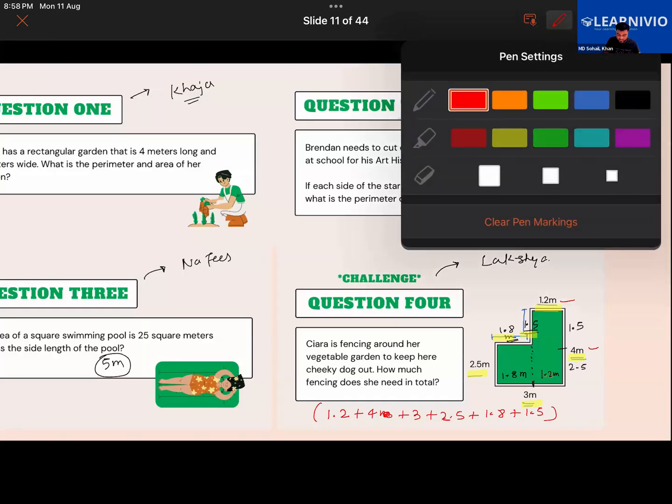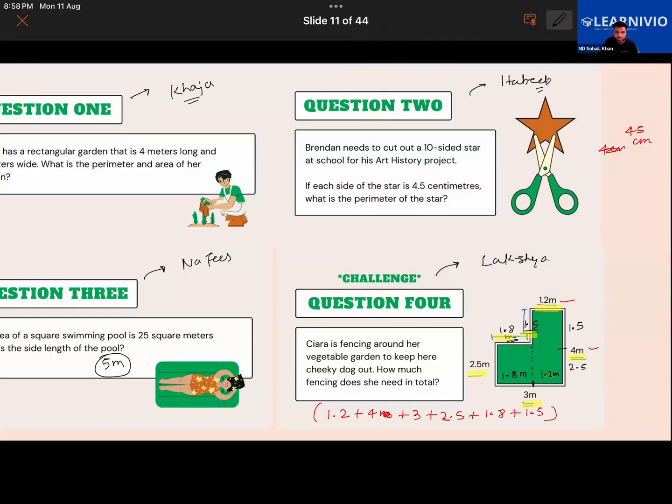Okay, let's look at the question. The question says that Brendan needs to cut out a 10-sided star, and each side of the star is 4.5 centimeter. Very good. 10 times 4.5, and that's going to be 45. Okay.